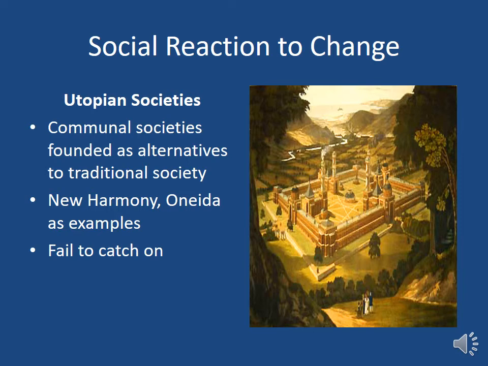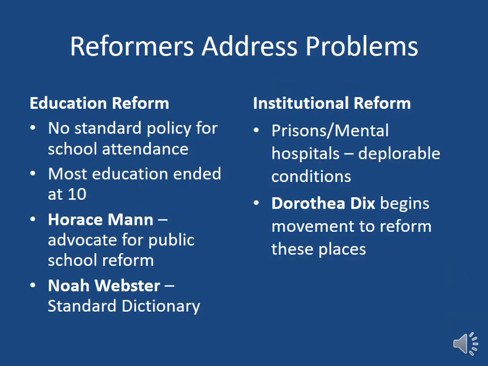There was no president or ruler in these utopian societies. It was about the group governing over everybody, and they didn't really become popular. But people talk about utopian societies as the perfect world or the perfect society. They tried to recreate that, but it just really didn't catch on.